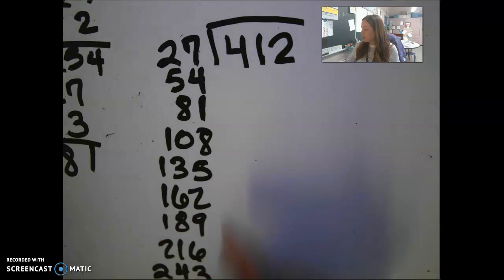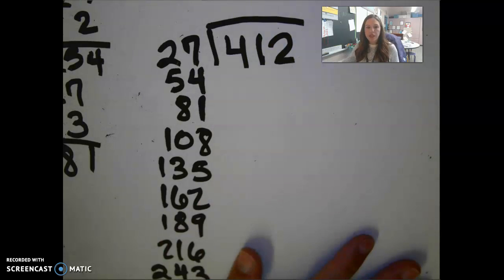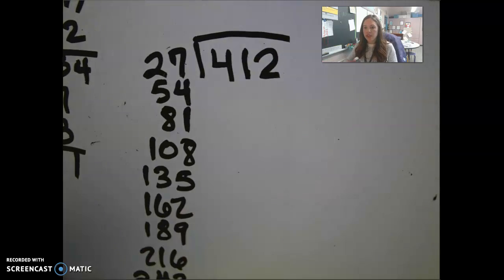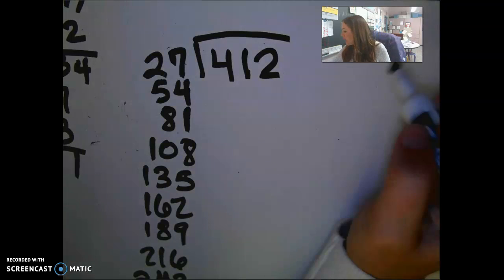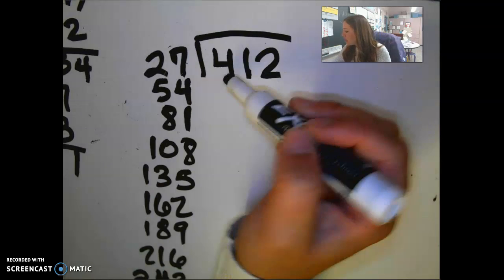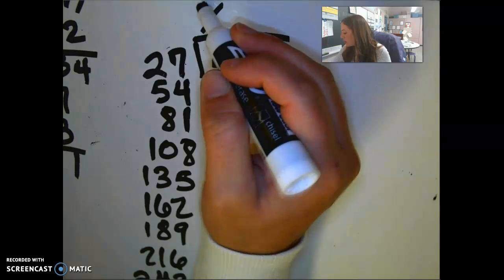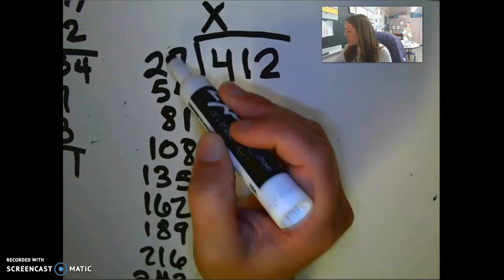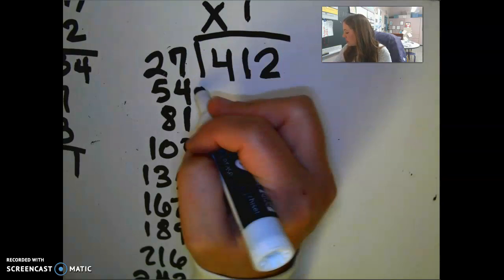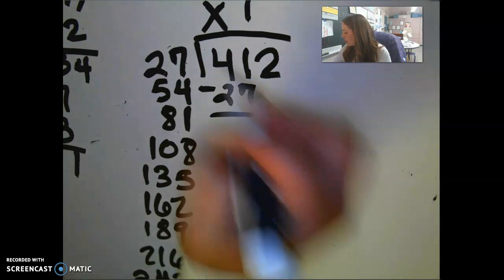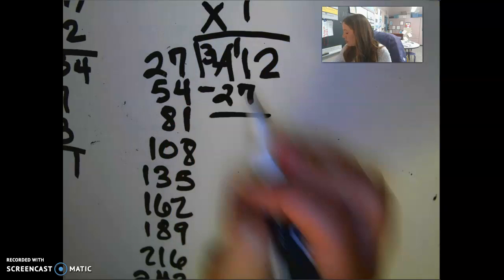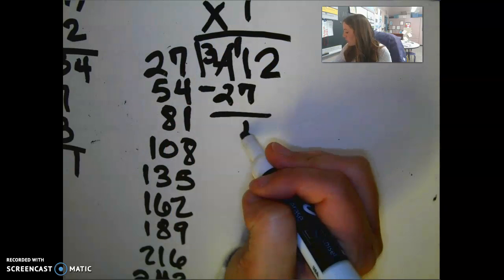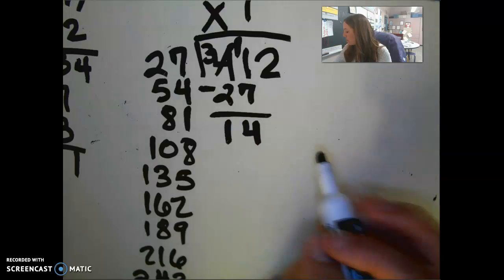Okay, so here is my list of multiples of 27. And the first thing we're going to do is divide. Okay, well, 27 goes into 4 0 times. So I'm going to put an X there. 27 goes into 41 1 time. Subtract 27. 11 minus 7 is 4. 3 minus 2 is 1.